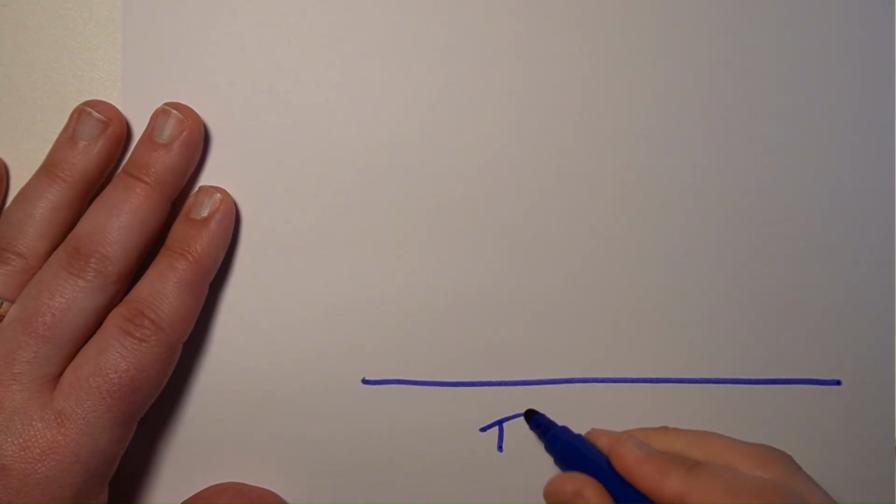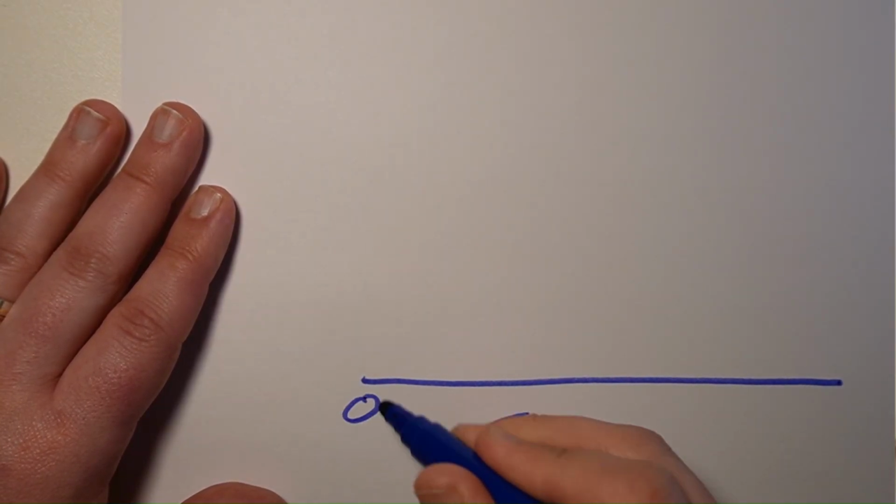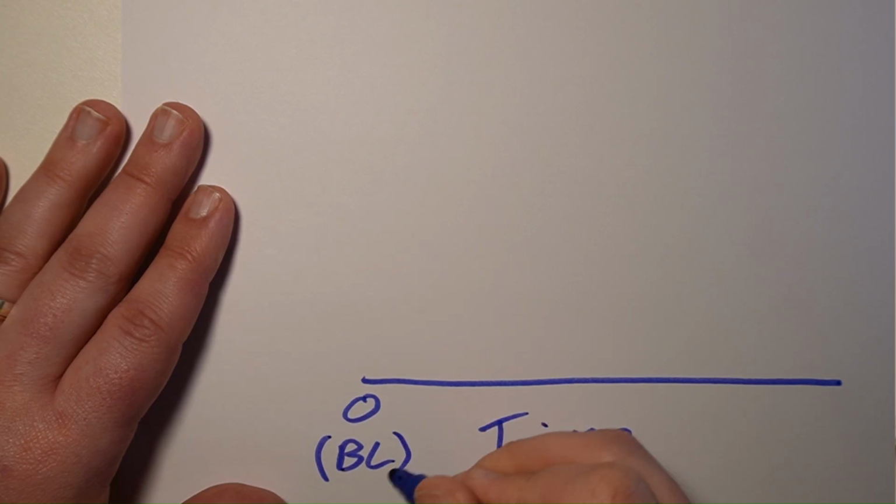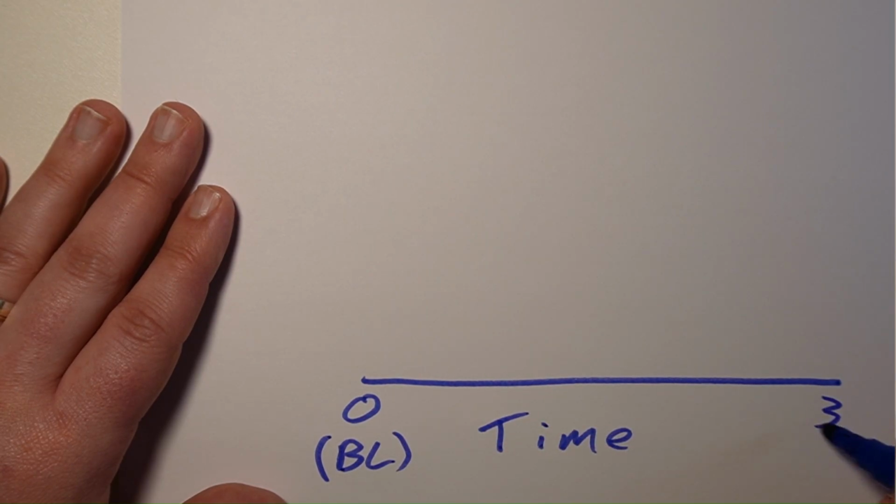Let's say you're doing a longitudinal study. On the x-axis, you would have time be the x variable, so you'd code baseline at 0, and then you would extend out to the right for, say, 3 follow-up occasions.